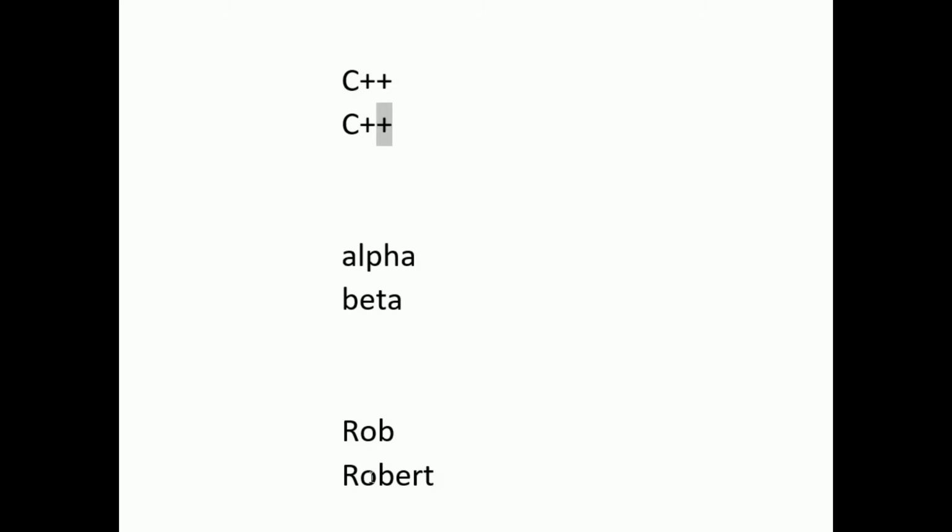For Rob and Robert, comparing the B, they are the same, but one string, Rob, has run out of letters. When this happens, when one string runs out of letters, but the strings were exactly the same to that point, then the longer string is larger. Robert, therefore, is larger than Rob.